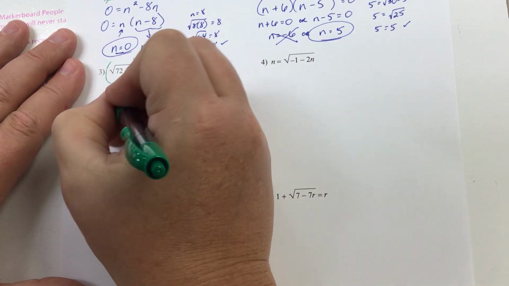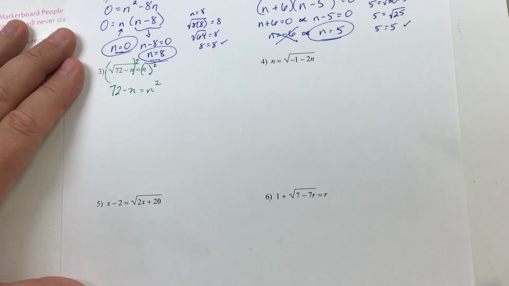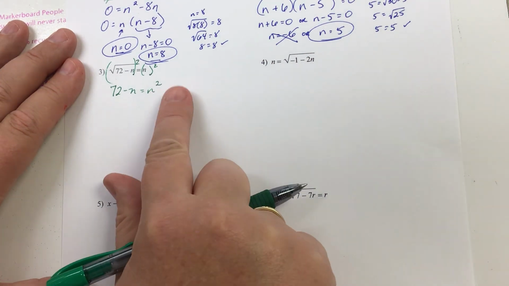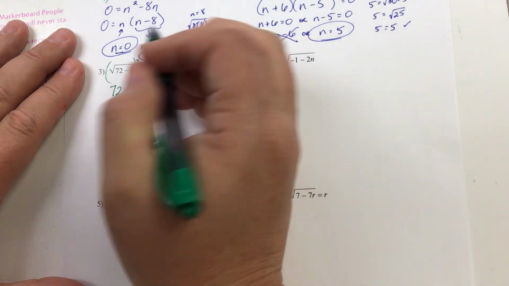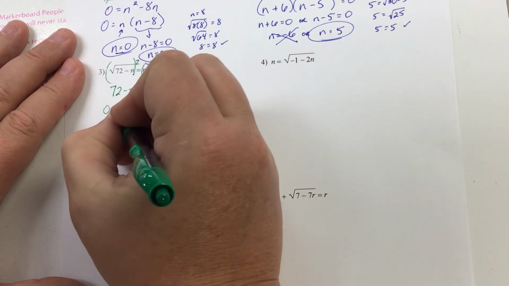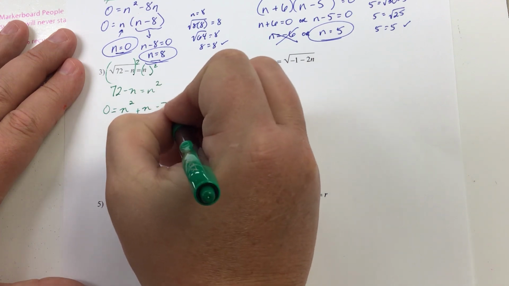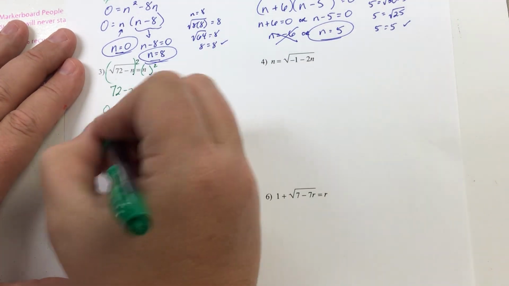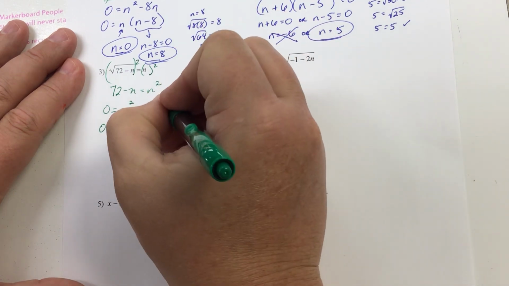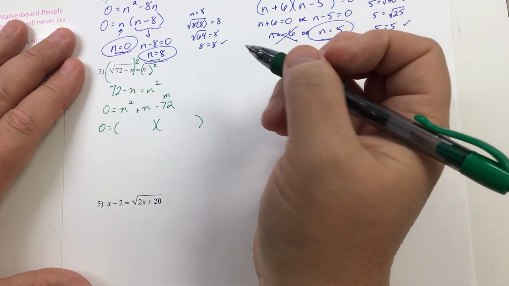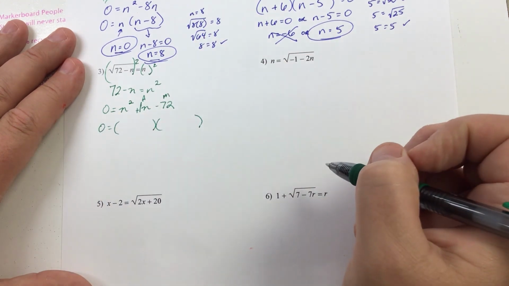So I'm going to have 72 minus n equals n squared. Since I have a quadratic, I want to set my equation equal to 0 so that I can factor. So we are going to have 0 equals n squared plus n minus 72. Just like in the previous problem, when I factor, I've got to think of two numbers that multiply to give me negative 72, and again add to give me a 1.